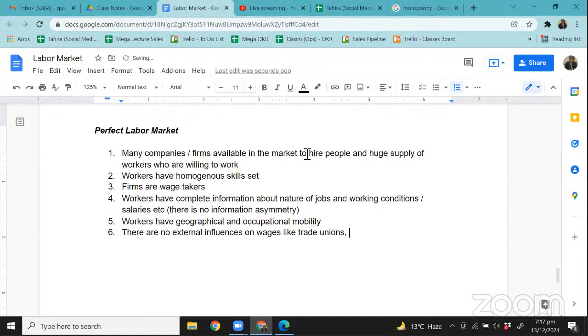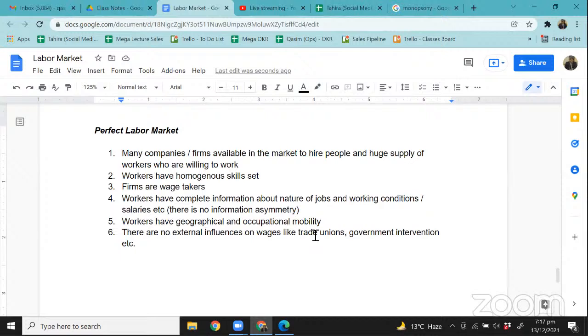Have you guys heard of trade unions, government intervention, right? So for now, let's restrict to these two. Okay, now think about this. So let's quickly discuss the sixth one, and then I'll give you an overall overview again, and then move forward. Okay, now there are no external influences on wages like trade unions, government intervention, etc. Okay.